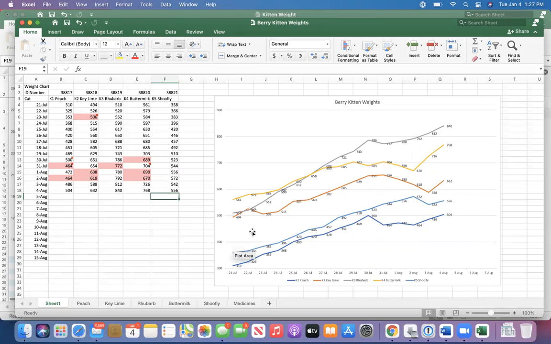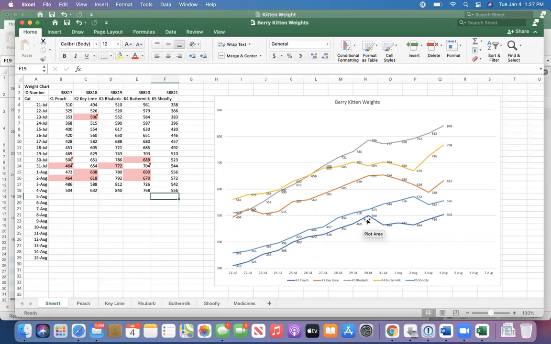And as you can see on this chart, I was watching each kitten has a different color. So you can see like peach is blue, key lime is orange, rhubarb is gray, buttermilk was yellow, and shoe fly was like a lighter blue. And you can see each kitten has their own line, and I was watching them grow.